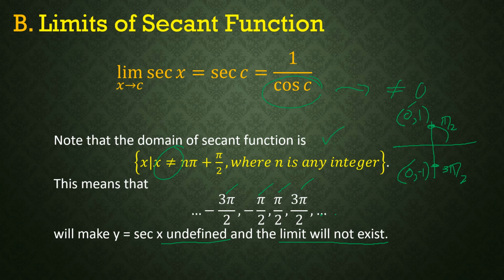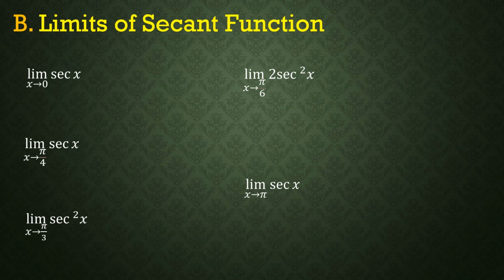So let's have examples. First, we have the limit of secant x as x approaches 0, which will now be equal to secant 0, which is equal to 1 over cosine 0. So the answer is 1, because cosine 0 is 1. So 1 divided by 1 is 1.